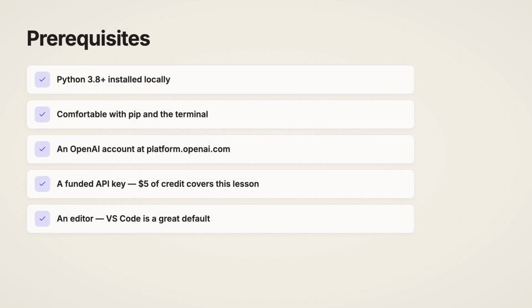Python 3.8 or newer, comfort with pip and a terminal, a free OpenAI account at platform.openai.com. A funded API key, $5 of credit is plenty for everything we'll do. And any editor you like, VS Code is a great default.